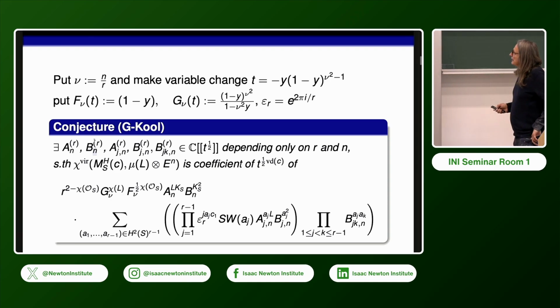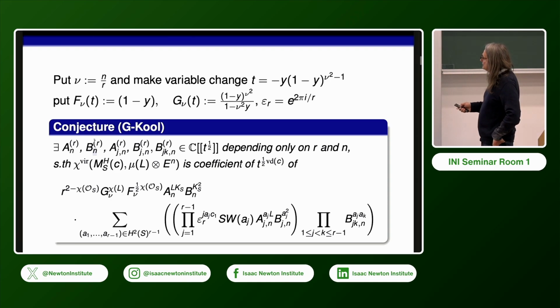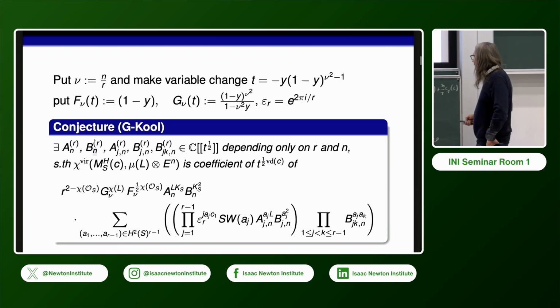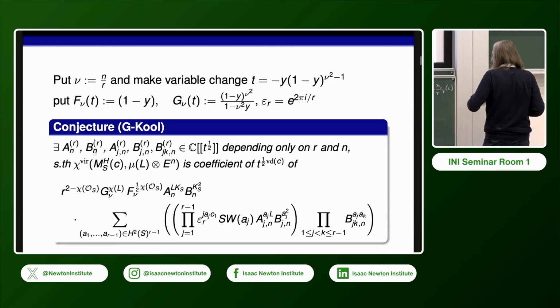And the claim is, again, these universal power series, which we don't know for the moment, depend only on R and N, and these two here, which we know explicitly, by definition depend only on N divided by R, so in particular also on R and N. Okay, so this is this formula.